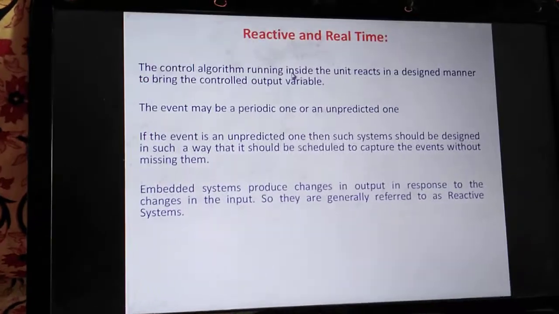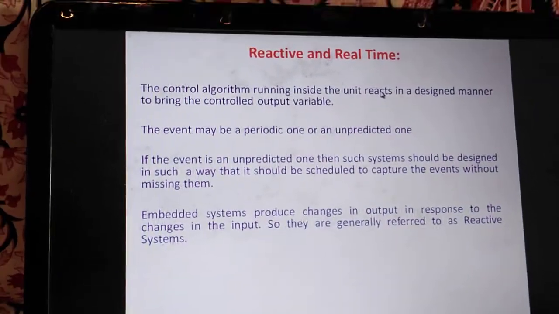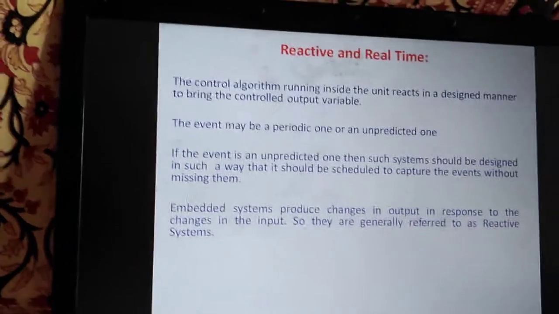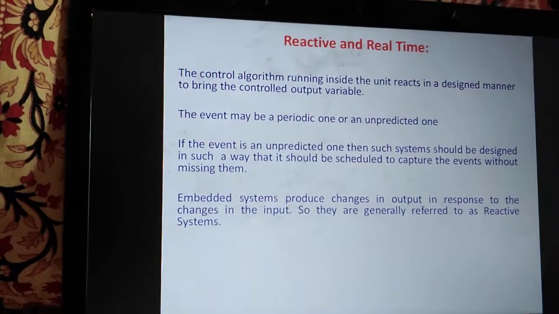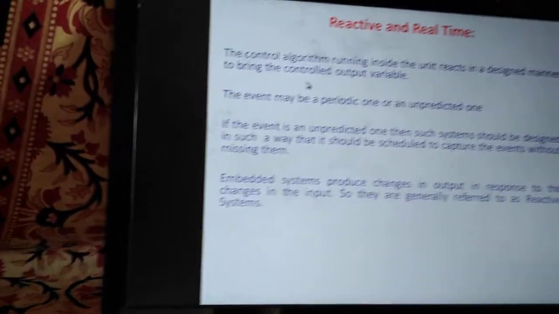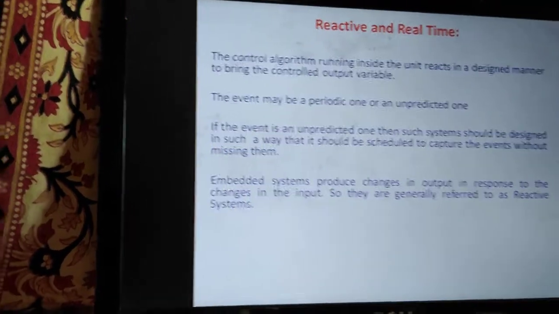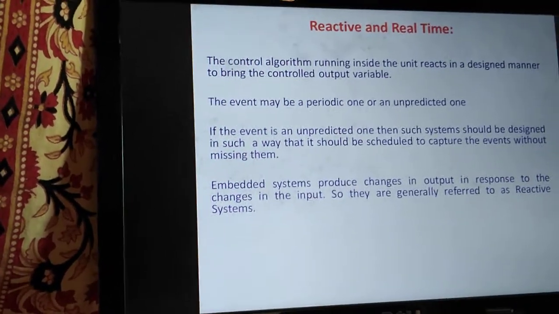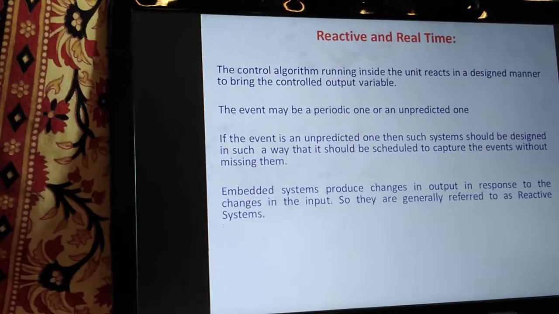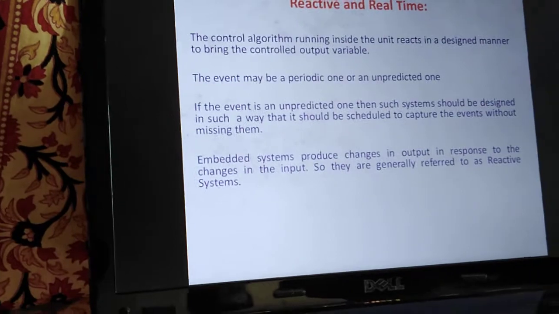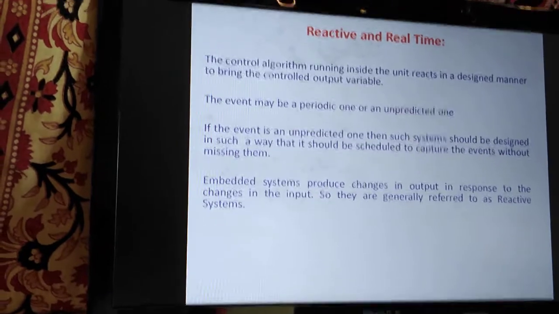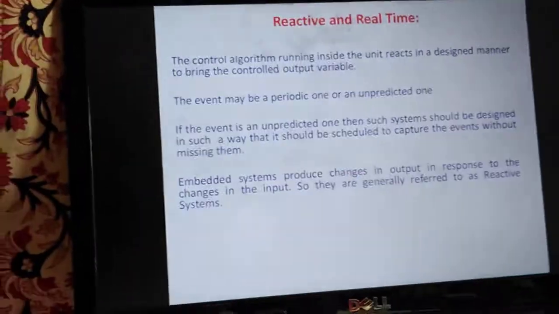Real time means the control algorithm running inside the unit reacts in a designed manner to bring the controlled output variable. For example, you are maintaining the temperature of a room at 28 degrees centigrade. As soon as the temperature increases, we should increase the cooling arrangements and maintain the temperature at 28 degrees.